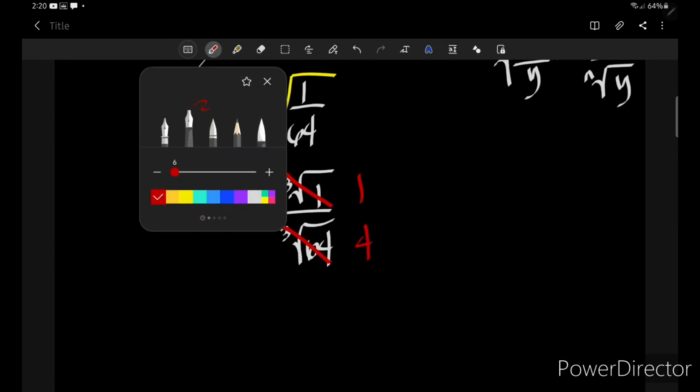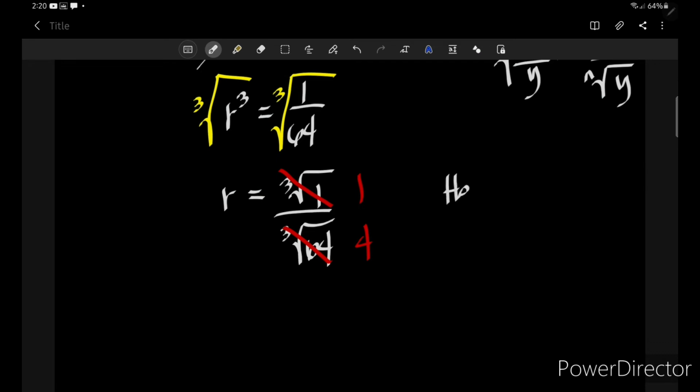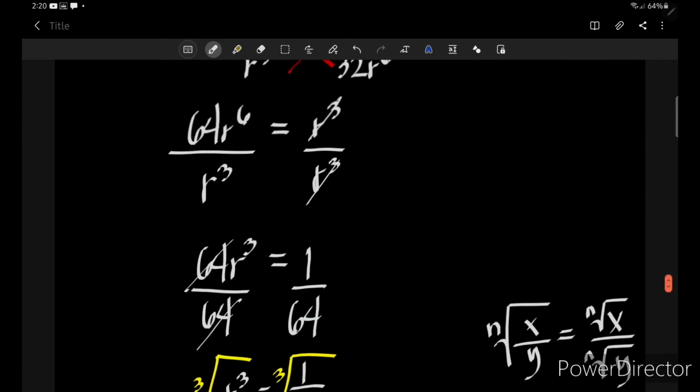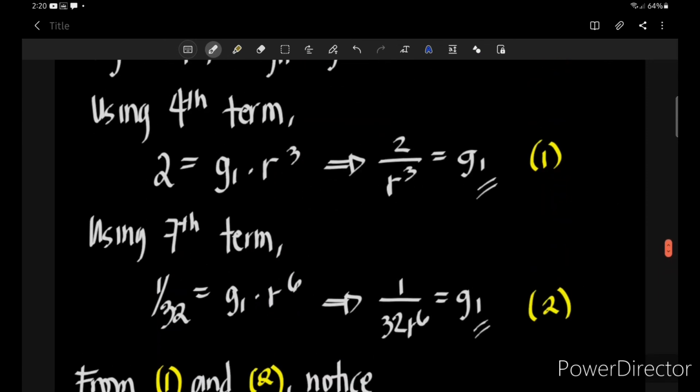Hence, the value of r is equal to 1/4. Now we can substitute that either in equation 1 or equation 2 to obtain g sub 1. Substitute 1/4 for r, either in 1 or 2. It is easier in equation 1, since we have 32 here, which would make our value larger. But it is also okay if you want equation 2. The result will be the same.